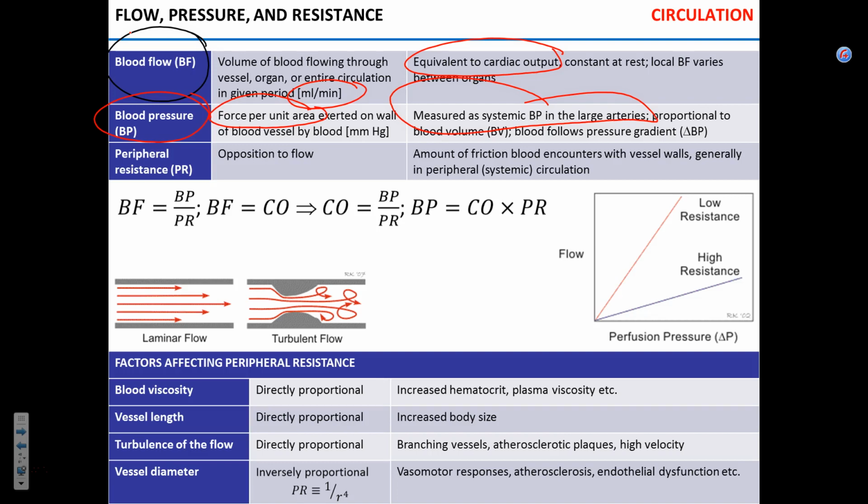Okay? Now, what generates pressure is the resistance of the blood vessels. Your vessels do have some resistance, opposition to flow. Basically, it's a friction between the blood against the vessel wall. So, we can write the following equation. Blood flow equals blood pressure over peripheral resistance.